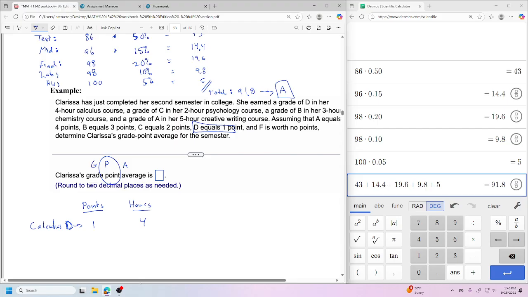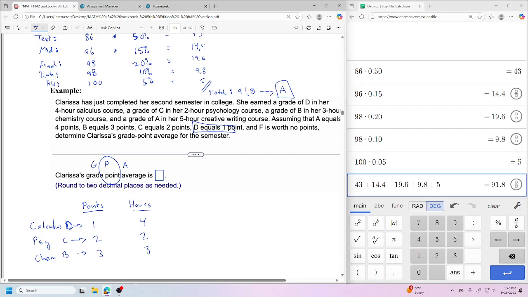Keep cruising. It says she made a C in a 2-hour psychology class. Pause. Psychology. She made a C. So how many points is a C? 2. And how many hours was that again? 2. Yep, 2 hours for the psychology, and C was 2 points. Exactly. Next one. A grade of B in a 3-hour chemistry class. Pause. So she got a B, and you said 3 points. Yes, very good. And how many hours? 3 hours. It's kind of weird, but hey, there you go.